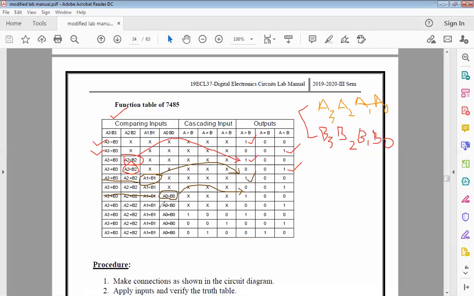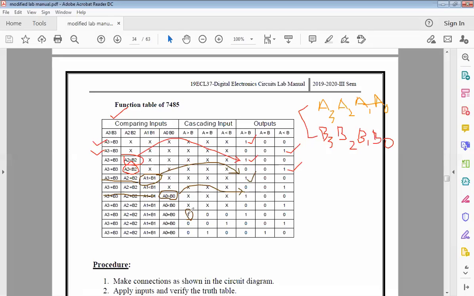Similarly, in this case we can see that all are equal: A3 is equal to B3, A2 is equal to B2, A1 is equal to B1, and A0 is equal to B0. In this case, A is greater than B is going to go high, because we are cascading now. Till here we had not cascaded, so from here the cascading starts.